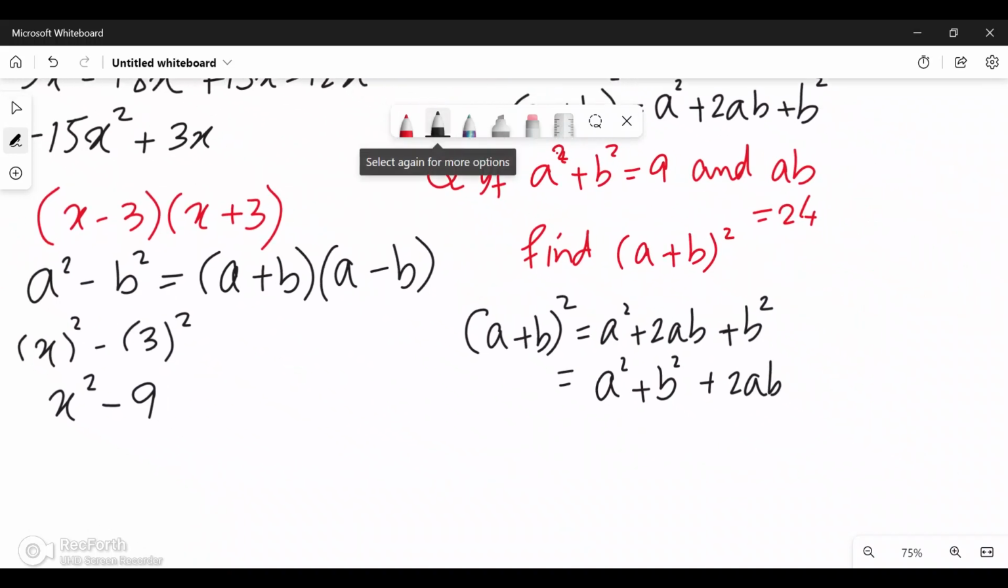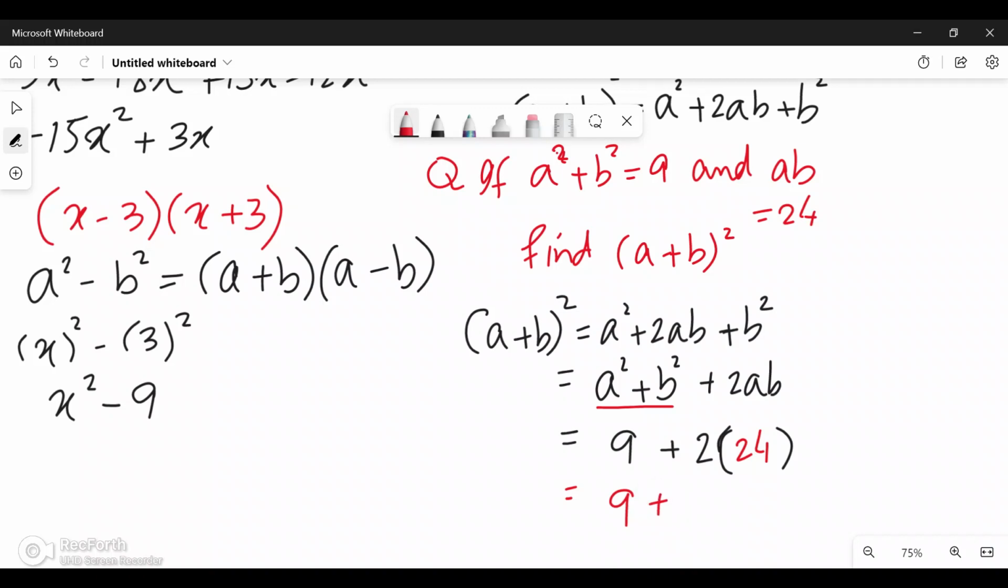So now put the values. As you can see, a square plus b square is given as 9. So I will write under the whole of this as 9. So these two have value as 9 that is provided in the question. Then I will write plus 2, and the value of ab is also provided to you, that is 24. So I will write 24 here.